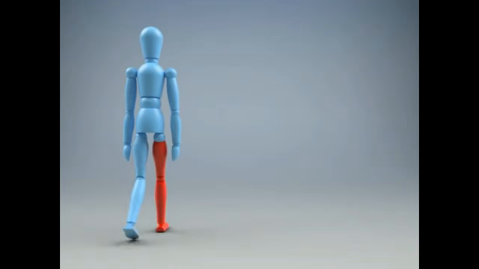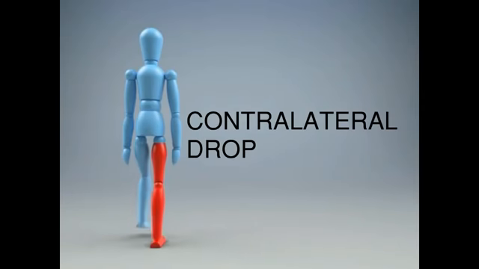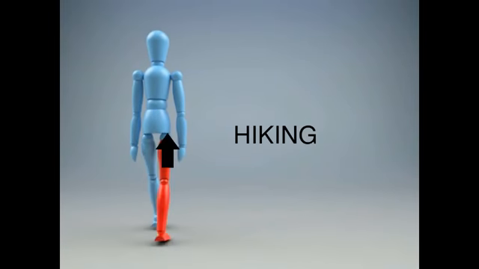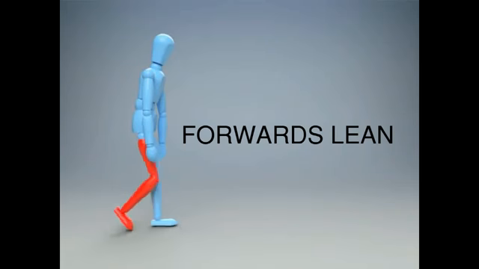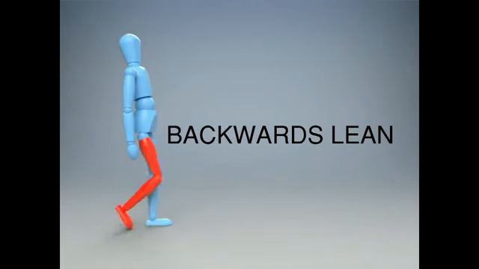When doing gait analysis, we might also notice symptoms like contralateral drop, where the opposite side of the hip drops during the loading response. Or we might notice hiking, where the reference side of the hip lifts to help the leg swing forward. A sideways lean or lateral lean, as well as forwards lean and backwards lean, will also become obvious when we do gait analysis.